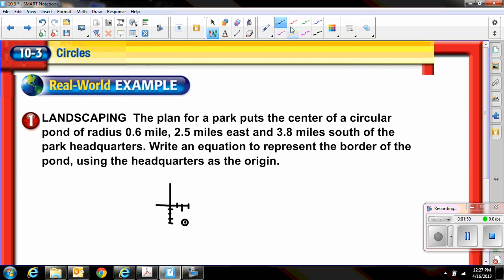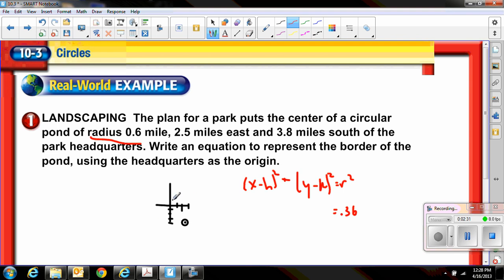To write my equation, we follow the formula (x minus h) squared plus (y minus k) squared equal to r squared. A couple things I know right away. Radius of 0.6, pretty easy. Take 0.6, we'll square it. 0.6 squared gives me an answer of 0.36.